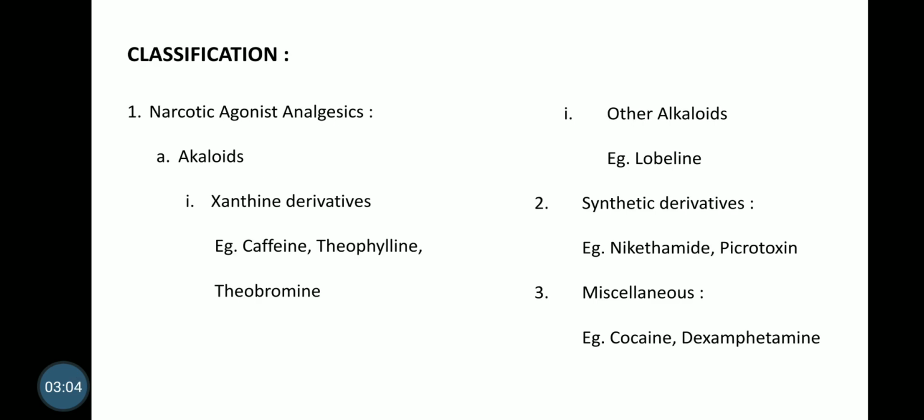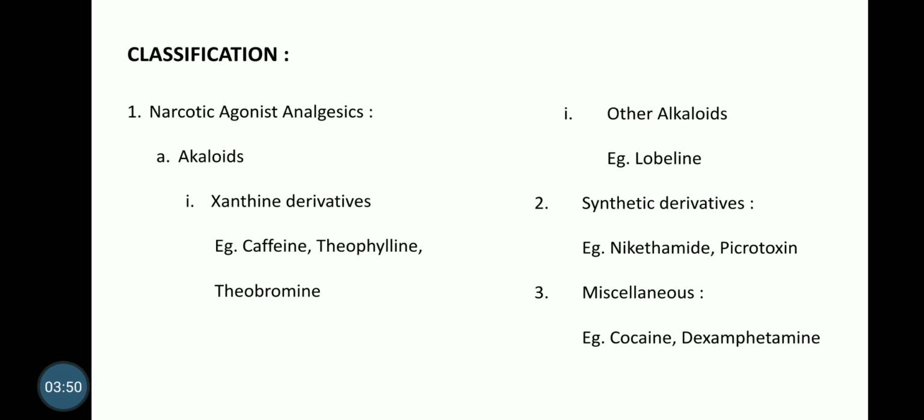Classification: it is mainly classified into three classes, that is naturally occurring drugs, synthetic drugs, and third, miscellaneous. Naturally occurring drugs are subclassified into two classes: xanthine derivatives, examples caffeine, theophylline, theobromine, and the second class, other alkaloids, example lobeline. Second class, synthetic derivatives: nikethamide or coramine, picrotoxin. And last, miscellaneous, examples cocaine, dexamphetamine.